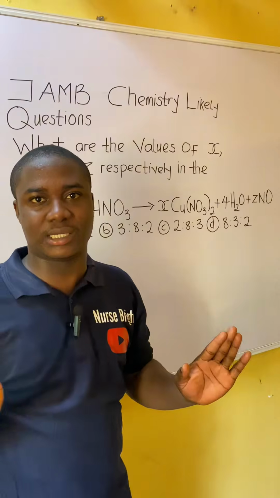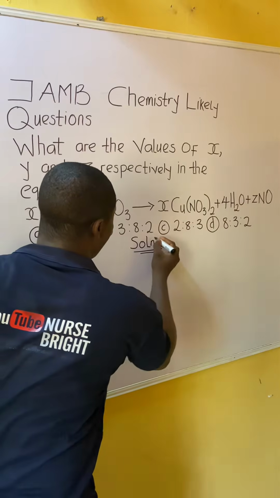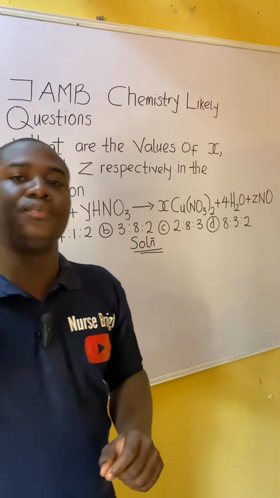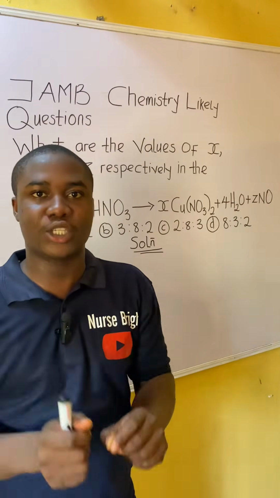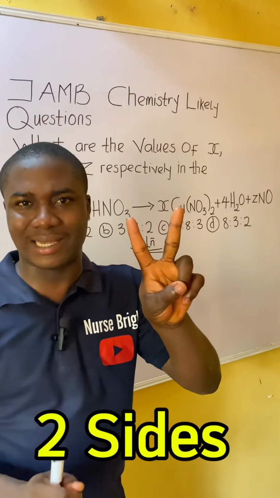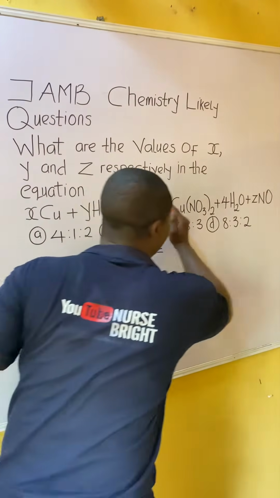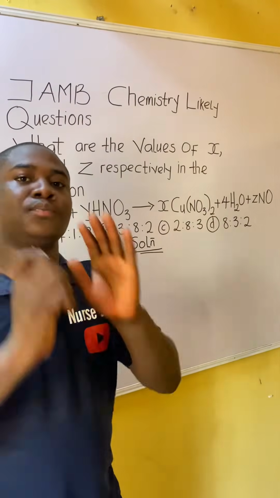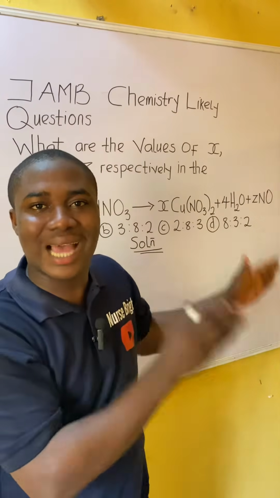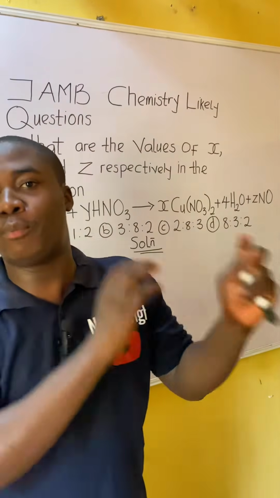Solution. All right, this is extremely easy. Now, please note this. You can see that we were given a reaction, and it must be noted that a reaction has two sides. We have the left-hand side of a reaction as well as the right-hand side of a reaction. The left-hand side of a reaction is simply called the reactant side, whereas the right-hand side of a reaction is called the product side.